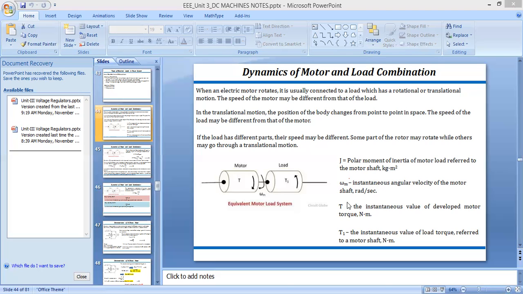Radian is a unit. T is nothing but torque, so T is the instantaneous value of torque for the DC motor. We can calculate torque using the unit Newton meter, Nm. Tau 1 is the value of load torque referred to the motor shaft. We can take it in the unit N.